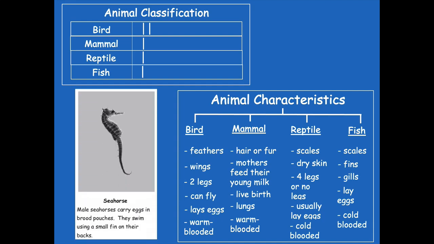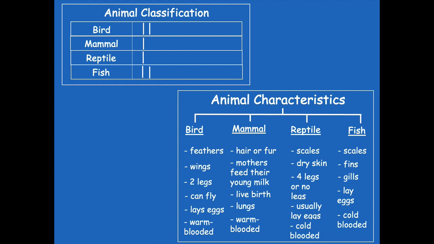All right, here's another one, a seahorse. Male seahorses carry eggs in brood pouches. They swim using a small fin on their backs. So is this a bird, a mammal, a reptile, or a fish? A seahorse is a fish, so we're going to add one more tally mark.